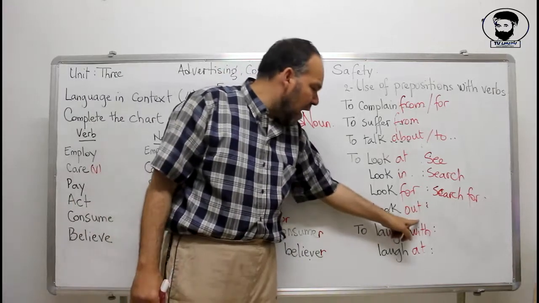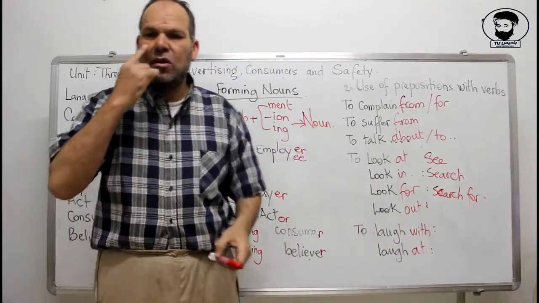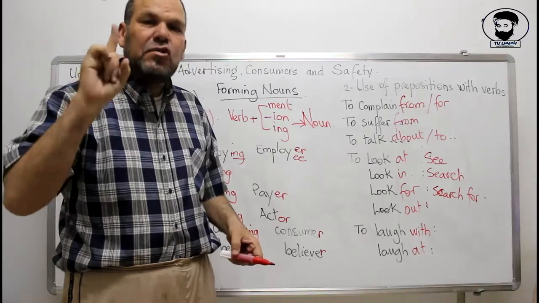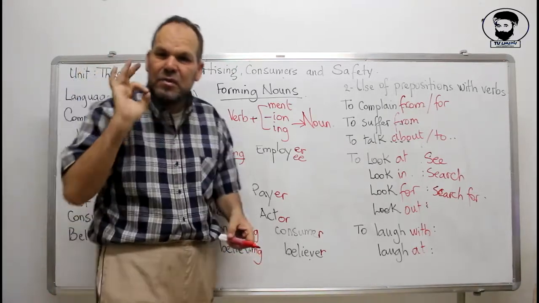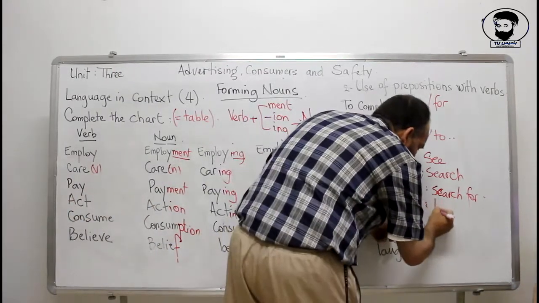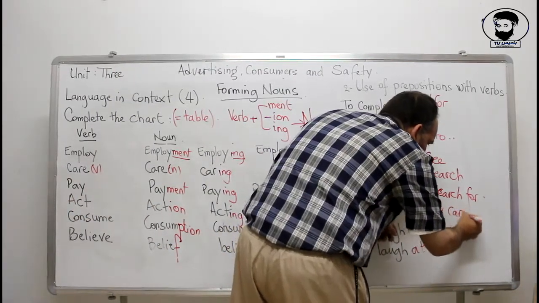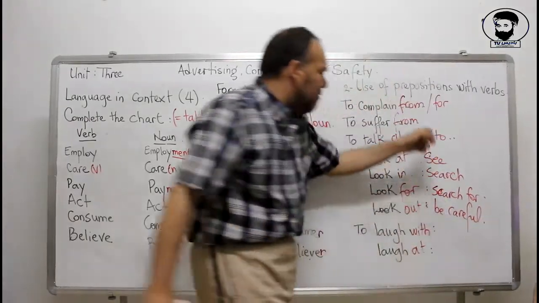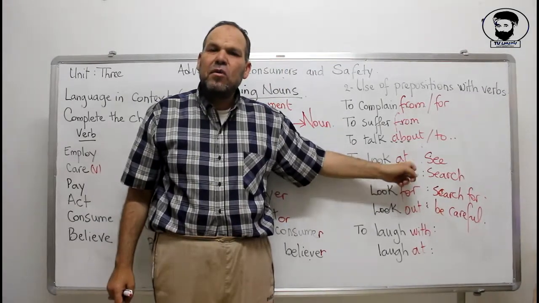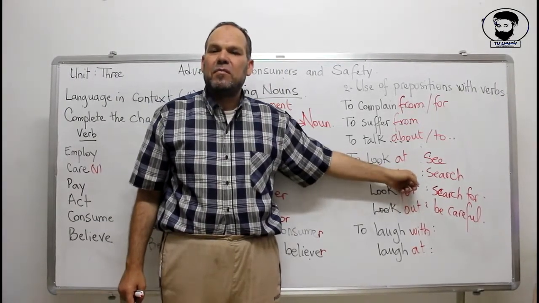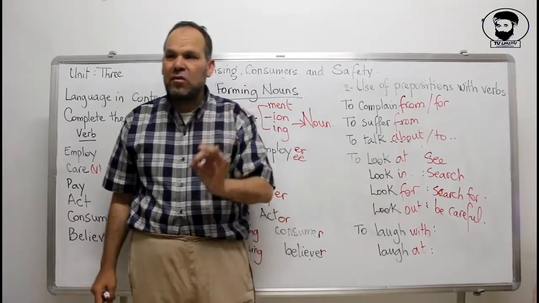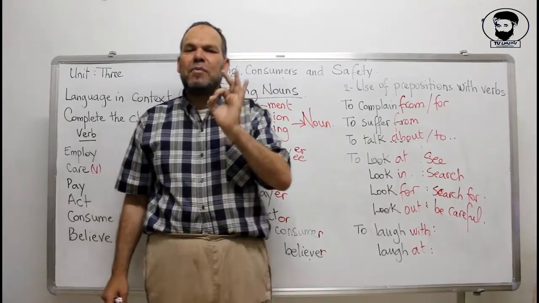Now, to look out. Be careful. Look out. Do not eat too much food. Look out. It means be careful. So here, to look out means to be careful. So, every time you use a preposition, you are changing the meaning of the verb, and you are giving another sense to that verb. So be careful when choosing these prepositions.